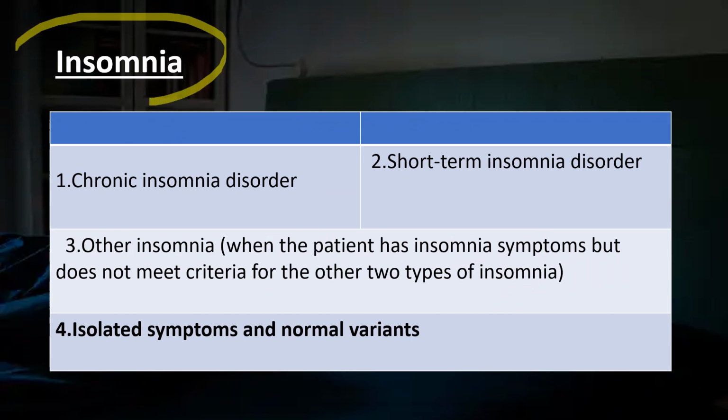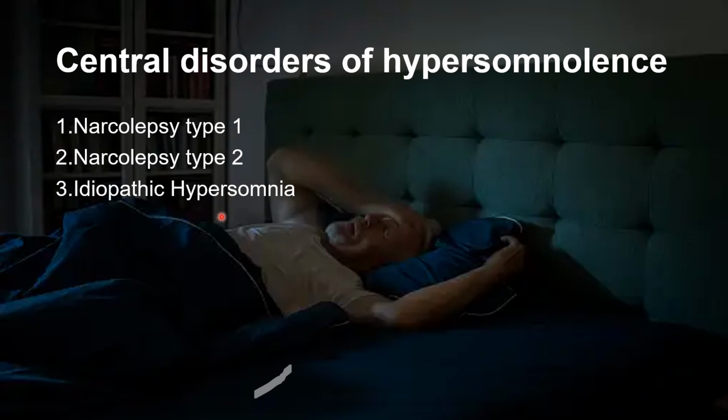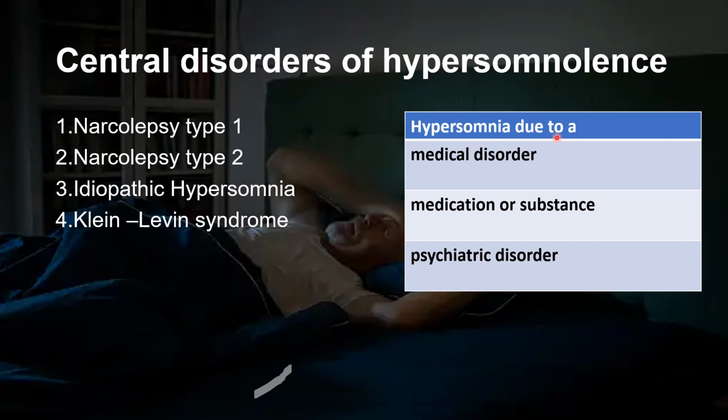The third category includes the insomnia disorders, under which come the chronic insomnia disorder and short-term insomnia disorder. Apart from these two, there can be other insomnia disorders as well as isolated symptoms and normal variants. The fourth category includes the central disorders of hypersomnolence. Under it come narcolepsy type 1 as well as type 2. Then there are idiopathic hypersomnia, Kleine-Levin syndrome, and hypersomnolence due to a medical disorder, medication or substance, or psychiatric disorder, as well as insufficient sleep syndrome.